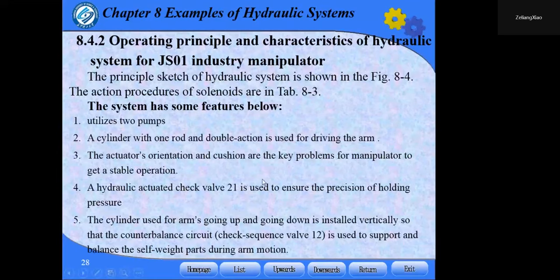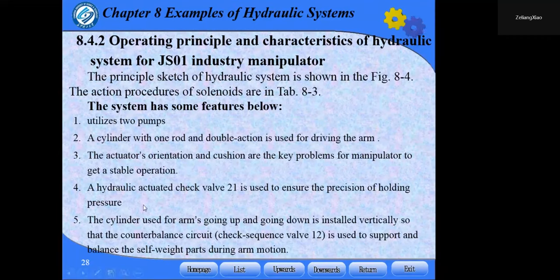The third one is the actuators. Retention and cushion are key problems for manipulators to get stable operation. The position of arm extending and the wrist turning is ensured by taking a fixture buffer. When each is moving near the end of the cylinder, the oil line is cut to let it move slowly and get cushion. Before the arm withdraws and goes up, we cut the oil line to let it move slowly and fix it by an electric signal designed to return to operating states, between the arm extending and withdrawing cylinder and the going up or going down cylinder, controlled by an electric hydraulic direction valve.